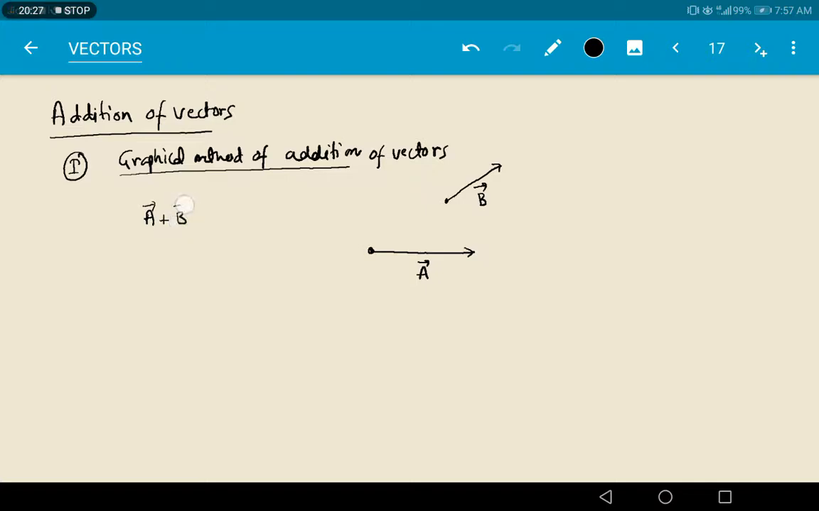Graphically add the vectors they are given. If you add the two vectors, again you are going to get a vector, but with a different magnitude. Sir, how to add this? Without changing the sense of direction of a given vector, we should add them.